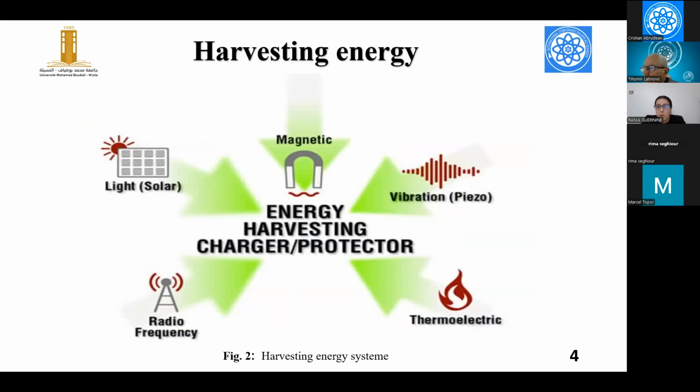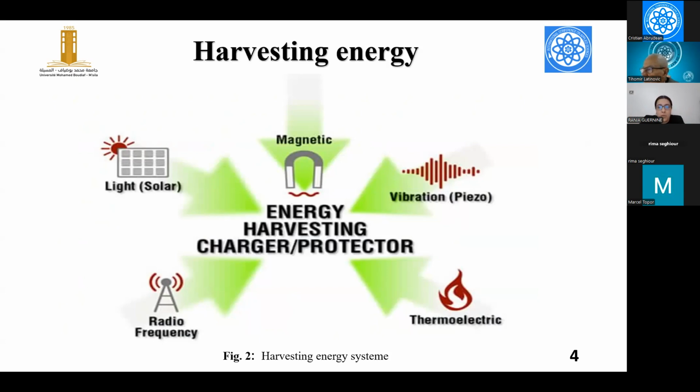Energy harvesting is the process of producing electrical energy by capturing energy from the environment, from renewable energy. This technique is very important in order to power devices, because the lifetime of a traditional battery is very limited and it's very toxic.